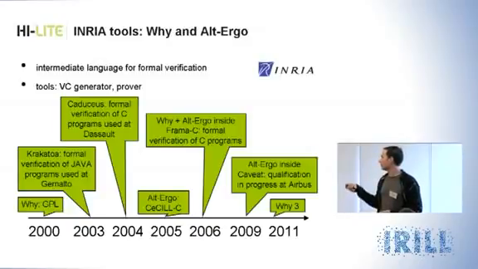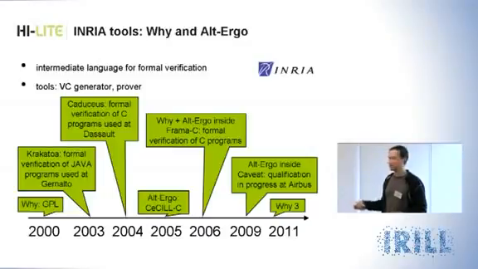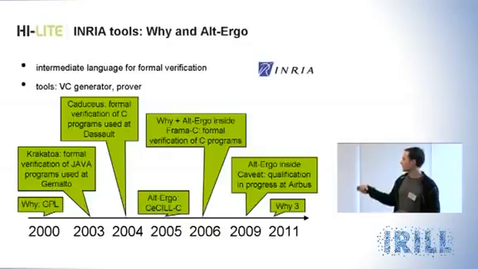And so, like many teams at INRIA, they're committed to free software. So they started with Why in GPL in 2000. And all their tools since then have been either GPL or CeCILL licensed. So there was Krakatoa for verification of Java programs, Caduceus for formal verification of C programs. It has been superseded by the Frama-C platform, which I'll discuss later, which embeds the Why and Alt-Ergo tools for verification of C programs also.